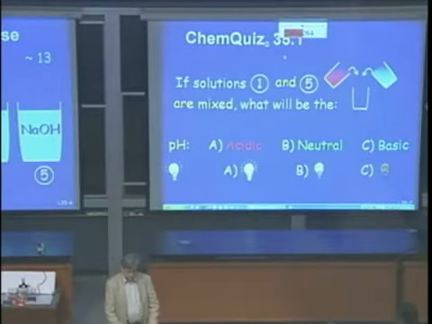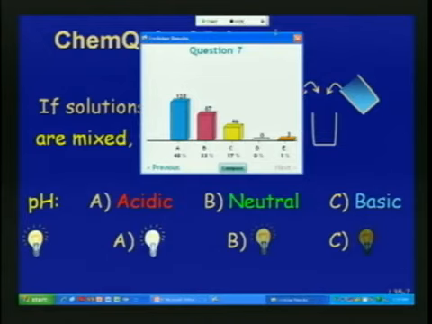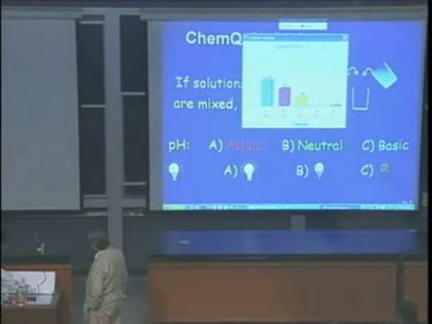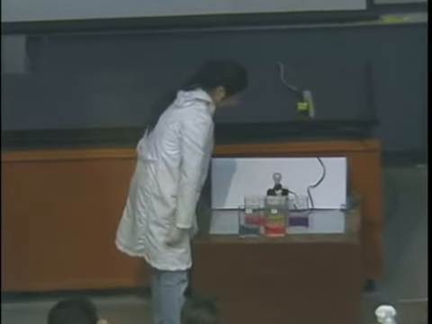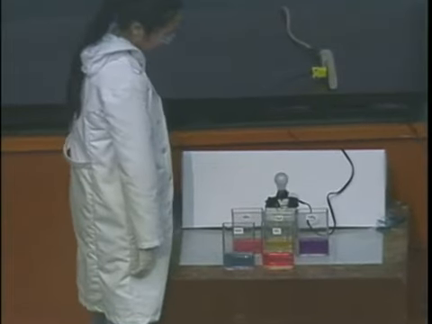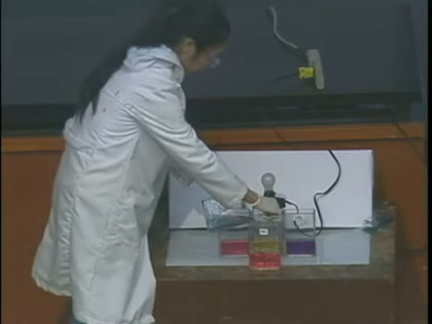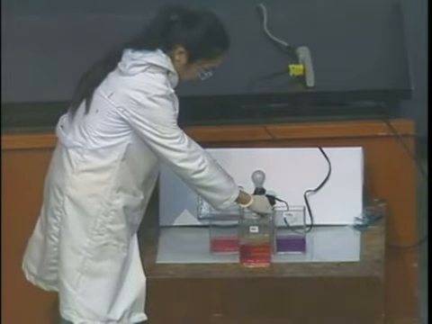Okay, let's have a look at this. All righty, so why don't we do that then? So if you could have the camera up there, please. We need to see everything. So Karen will take solution 1 and 5, sodium hydroxide and HCl, and we will mix them. And they have an indicator in there which is sort of yellow when it's neutral.